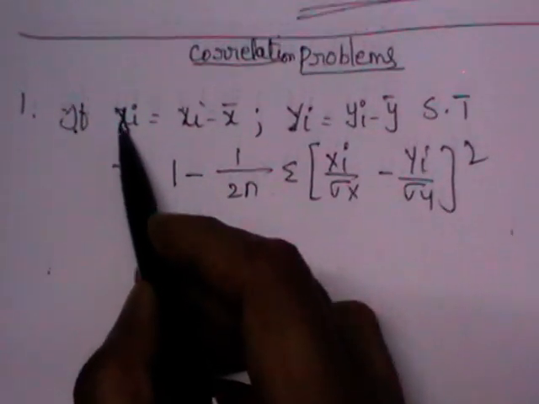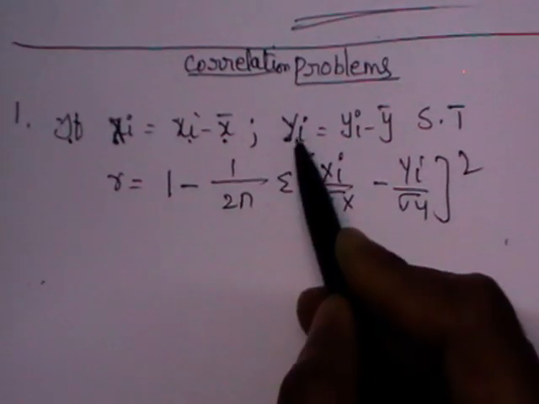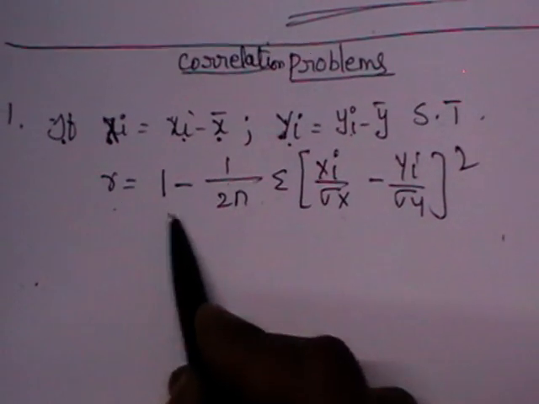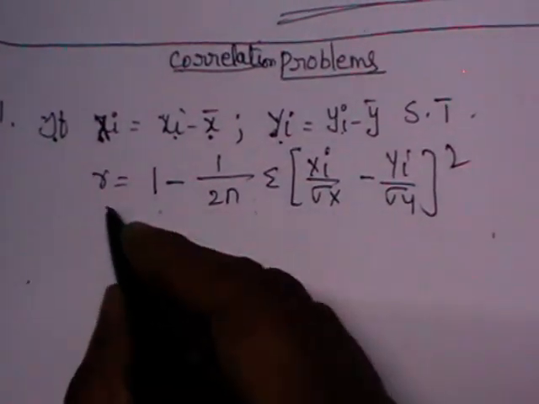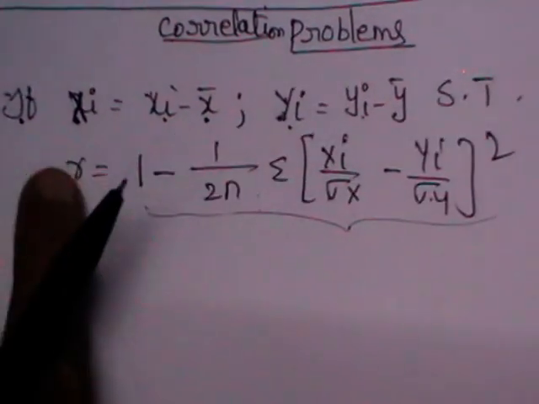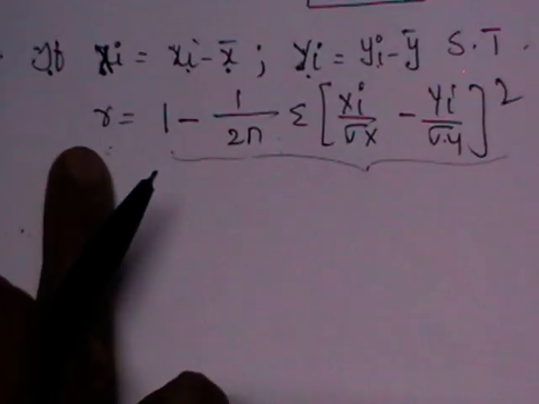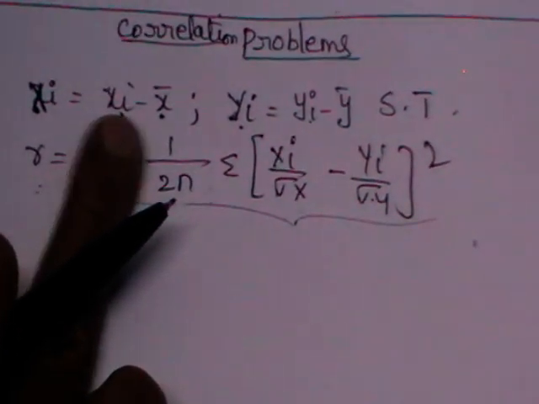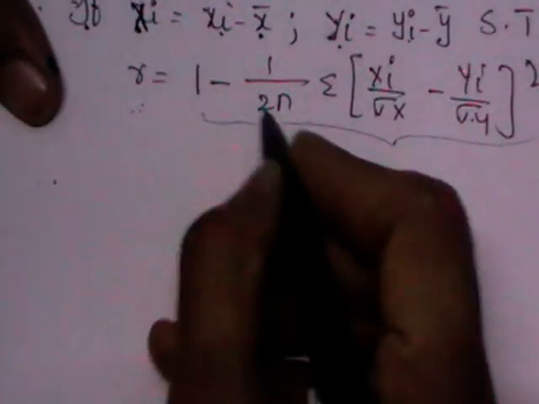If capital Xi is equal to Xi minus X bar and capital Yi is equal to Yi minus Y bar, show that R is equal to this one. You need to prove that. Observe these are capital letters. There is a relation given between capital and small letters by their deviations. We call these deviations from their means. You need to prove this.